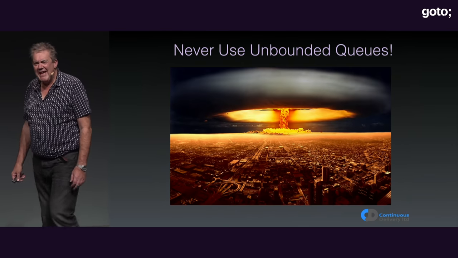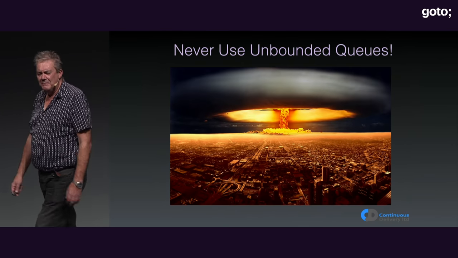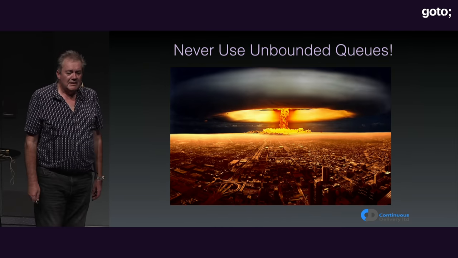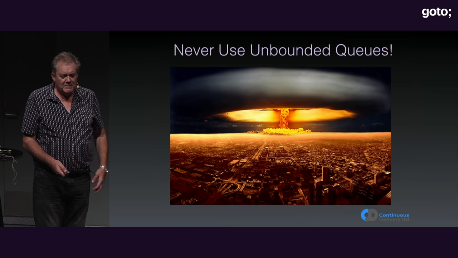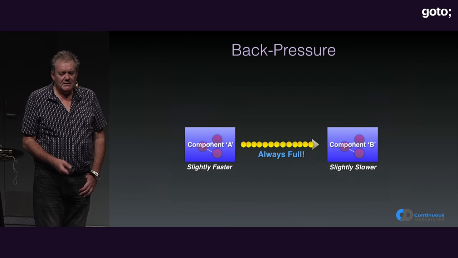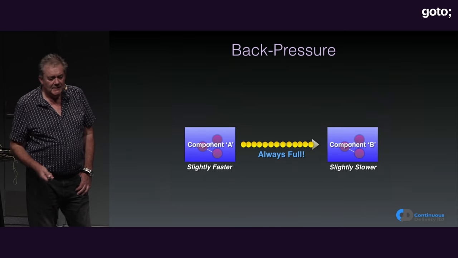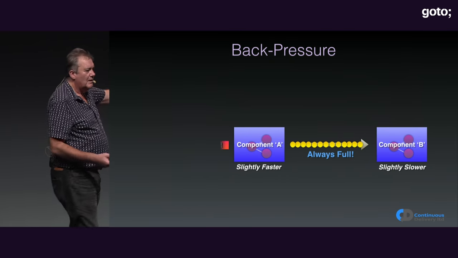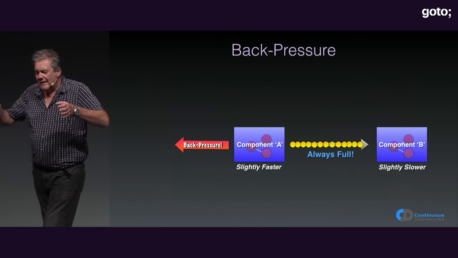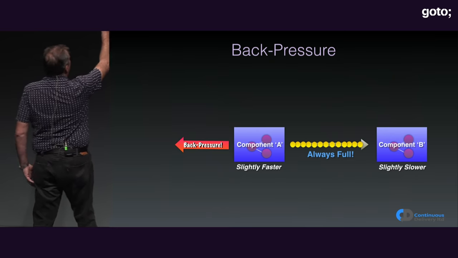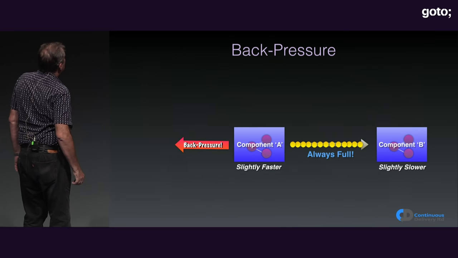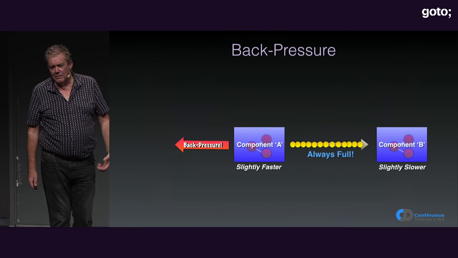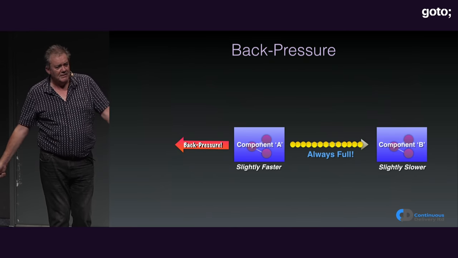So never, ever use unbounded queues. We've got to find a way of constraining the length of the queues. And so the only logical response that we can follow is to start to apply back pressure. At the point at which we're approaching the queue being full, we've got to signal, because there is no way at all that component A can do anything. There's nothing it can do that's going to make this a survivable scenario, other than throw messages away.